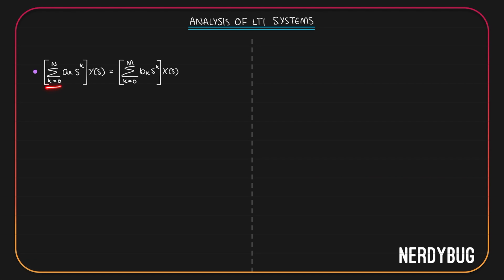So we got summation from k equals 0 to n a k s raised to k multiplied by Y of s is equal to summation from k equals 0 to m b k s raised to k multiplied by X of s. We can easily write the transfer function from here. Transfer function is the ratio of Y of s and X of s. From what we have over here, it will be summation from k equals 0 to m b k s raised to k divided by summation from k equals 0 to n a k s raised to k.